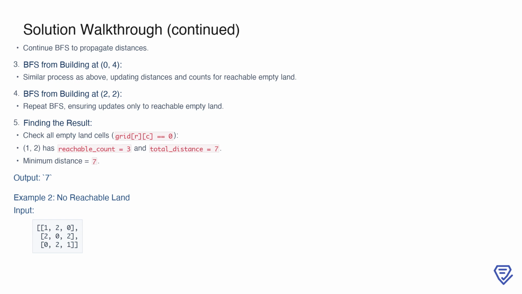Once BFS is complete for all buildings, we evaluate the results by iterating through all the empty land cells in the grid. For example, the cell at 1, 2 has reachable_count equal to 3, meaning it is reachable from all 3 buildings, and its total distance is 7. Therefore, the minimum distance from all buildings to an empty land cell is 7.